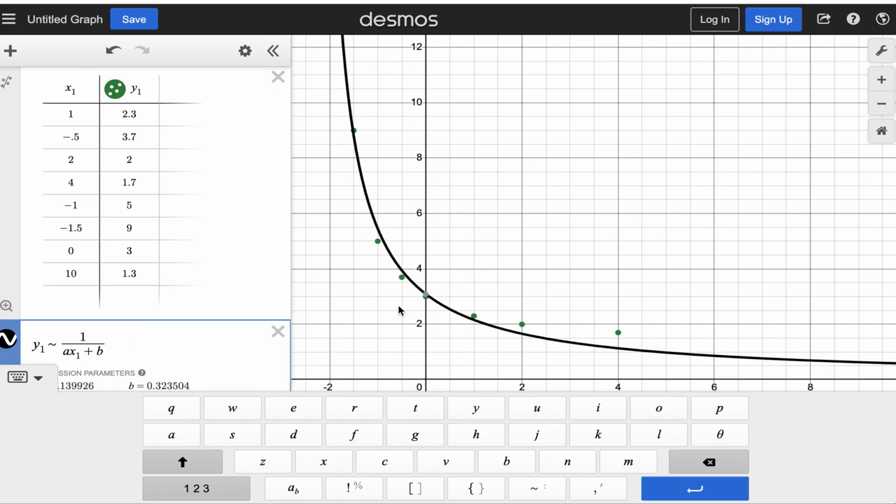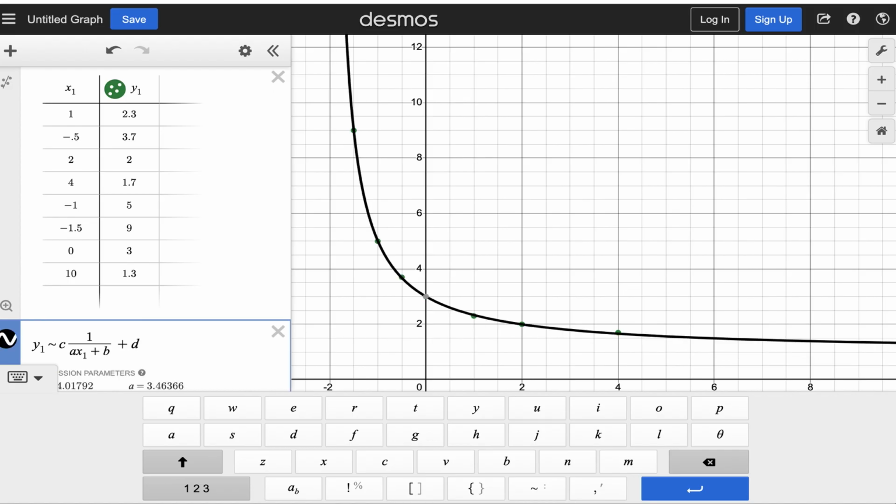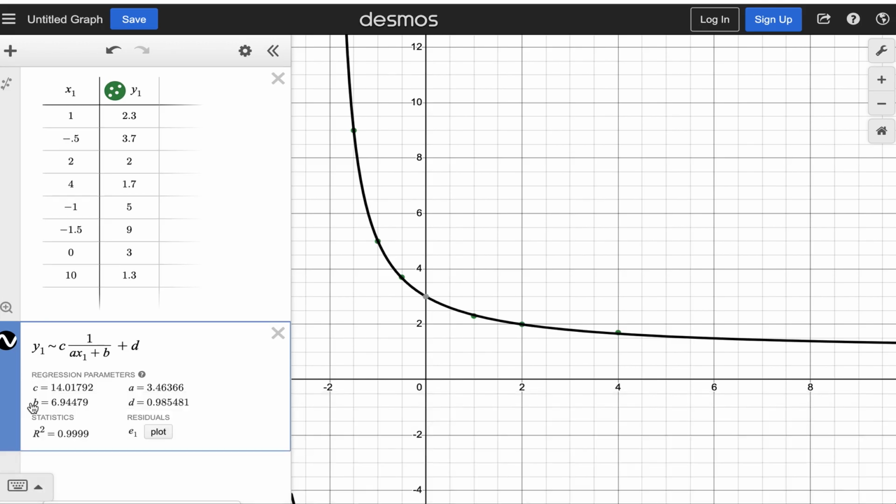So now it's getting fairly close, but I want it to be able to move it up and down and to stretch it up and down. So that happens to the whole thing. So I need to put a times something here, like maybe c, and then add something at the end, d, and now it gets really close to the data. In fact, it says that the r squared is 0.9999. That's a really good fit for the data.